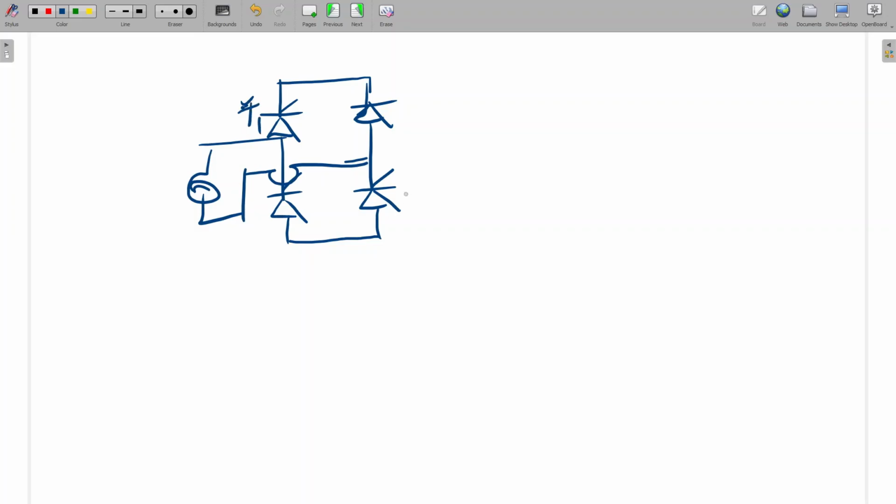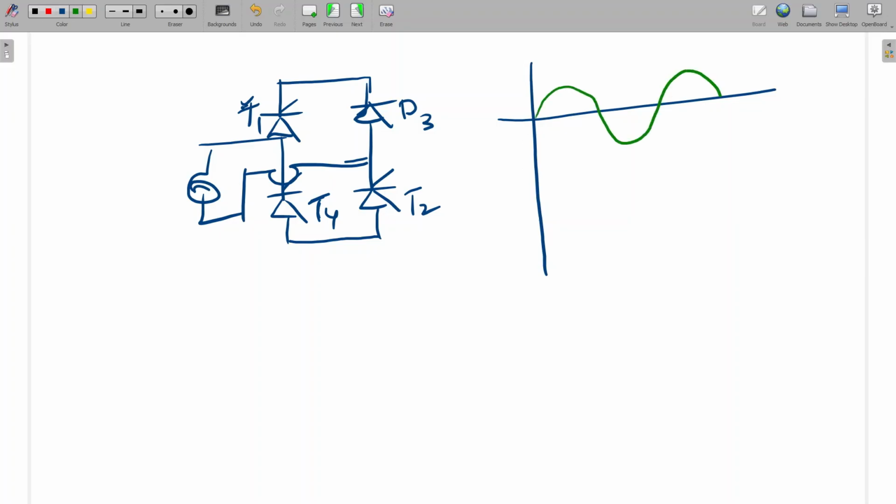T1, T2, and D3, T4. So here also, at let's say alpha, we are firing T1, T2. So this is the source voltage. At alpha we are firing T1, T2 here, so it will go up to here. It should be the same. Let's see, if we fire T4, it will be the same only, not like the previous case. It will be like this.